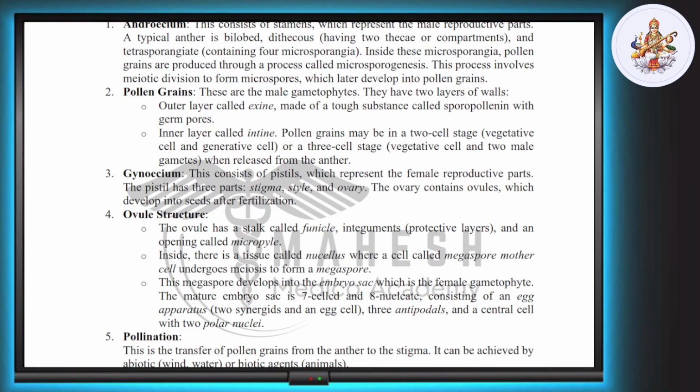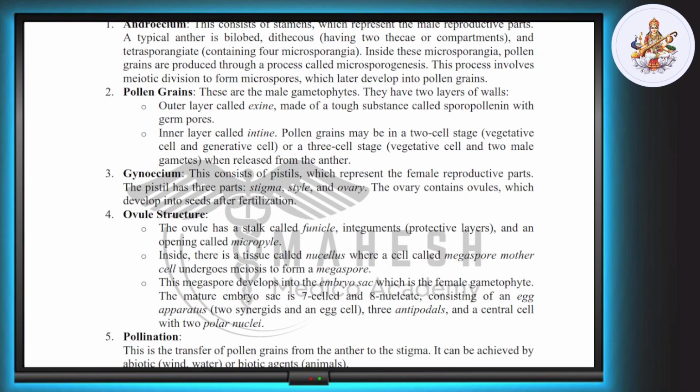Gynoecium consists of pistils, which represent the female reproductive parts. The pistil has 3 parts: stigma, style, and ovary. The ovary contains ovules, which develop into seeds after fertilization. The ovule has a stalk called funicle, integuments, protective layers, and an opening called micropyle.